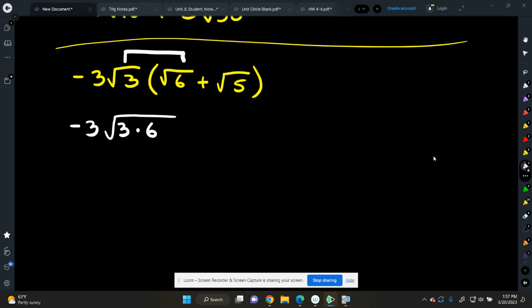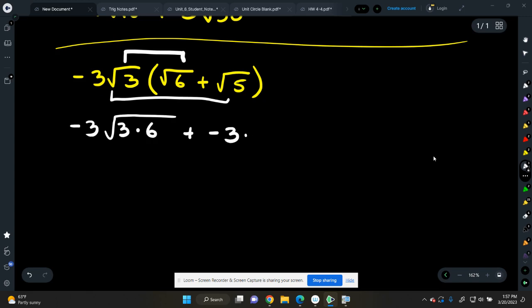Okay, and then the next one, we're going to distribute. So this will be plus negative 3 again times the square root of 3 times 5. So here we get negative 3. Now the 6, we can rewrite that as 3 times 2.